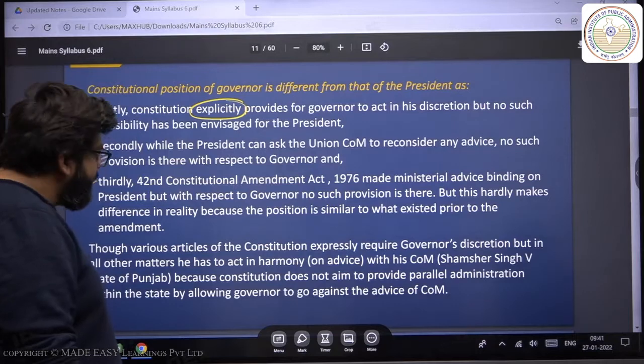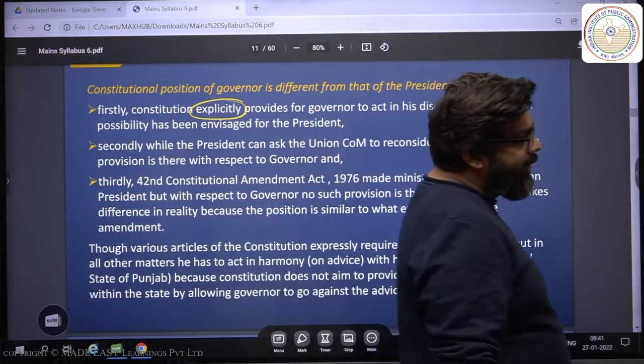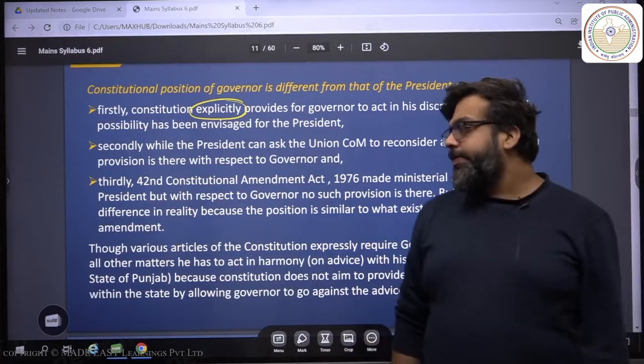Now, let's get into the other technical details, right? So that's the explicit point.